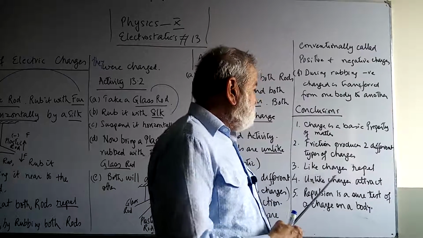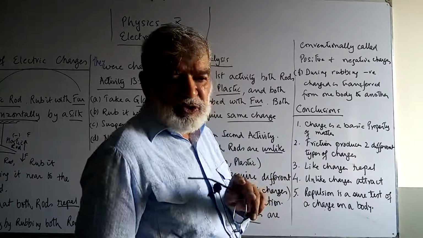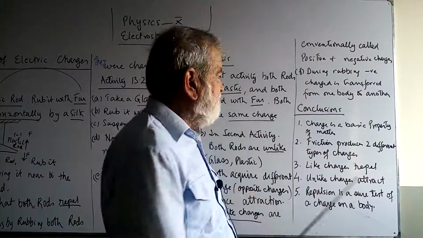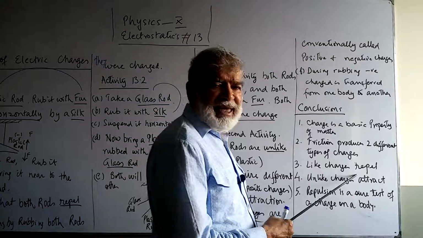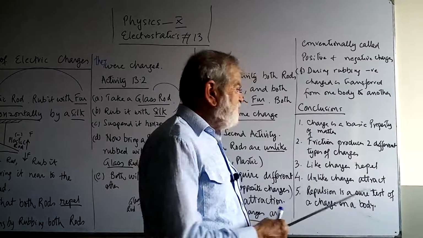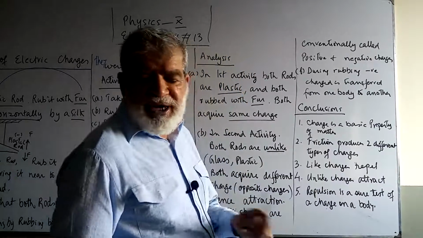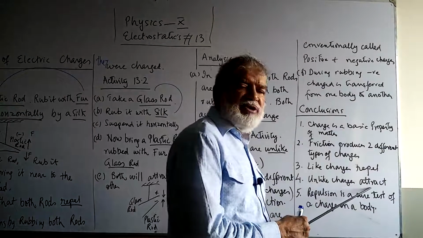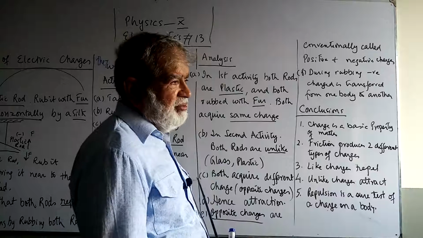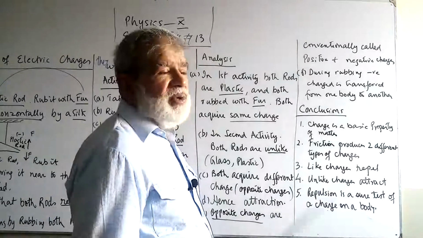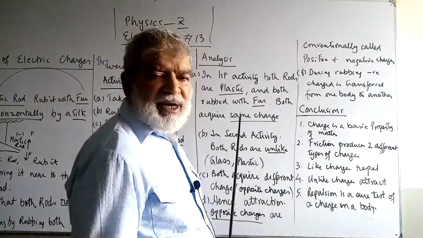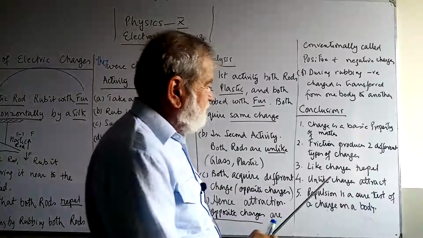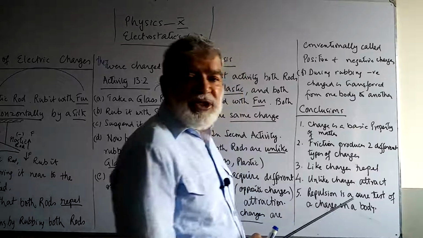Like charges repel. If both are positive, there will be repulsion, and if both are negative, there will also be repulsion. Like charges repel. Unlike charges attract. Two different, opposite charges, positive and negative, will attract. Just like in the activity, we produced a glass rod and rubbed it with silk, then we took a plastic rod and rubbed it with fur and brought them close together. Attraction took place because they were unlike charges.